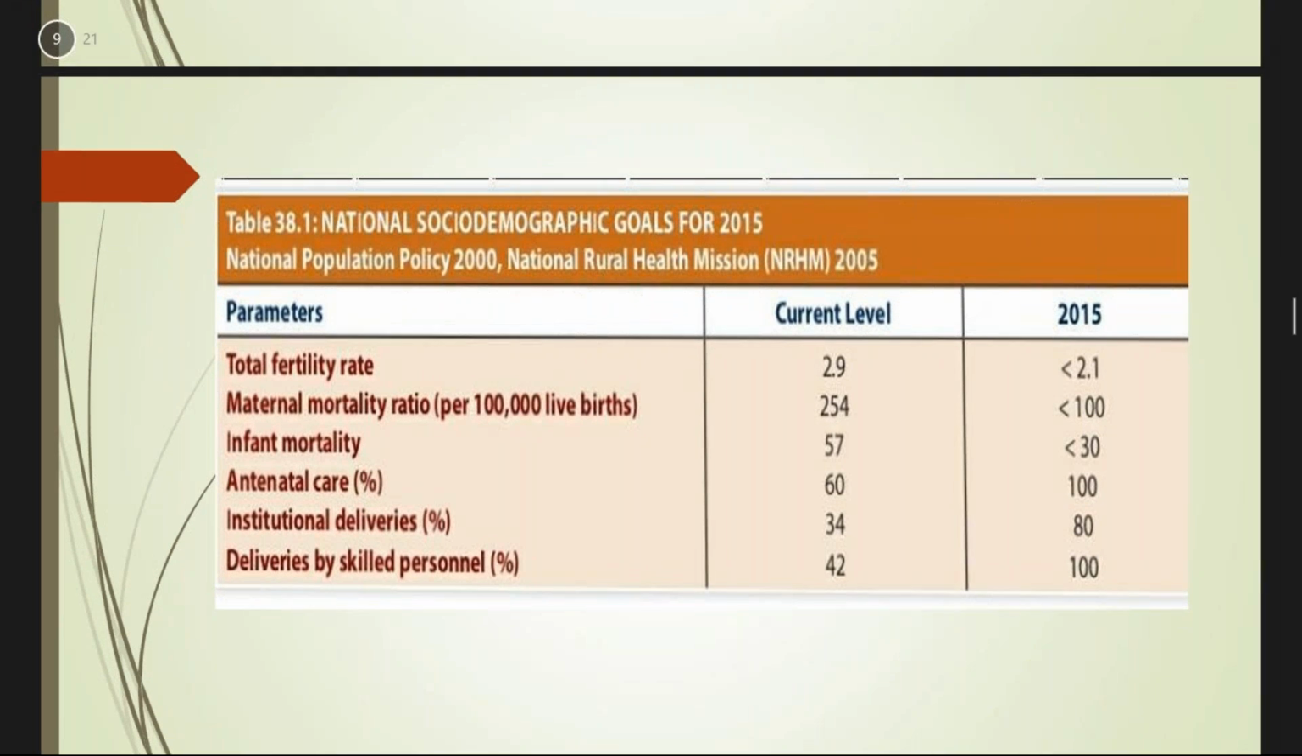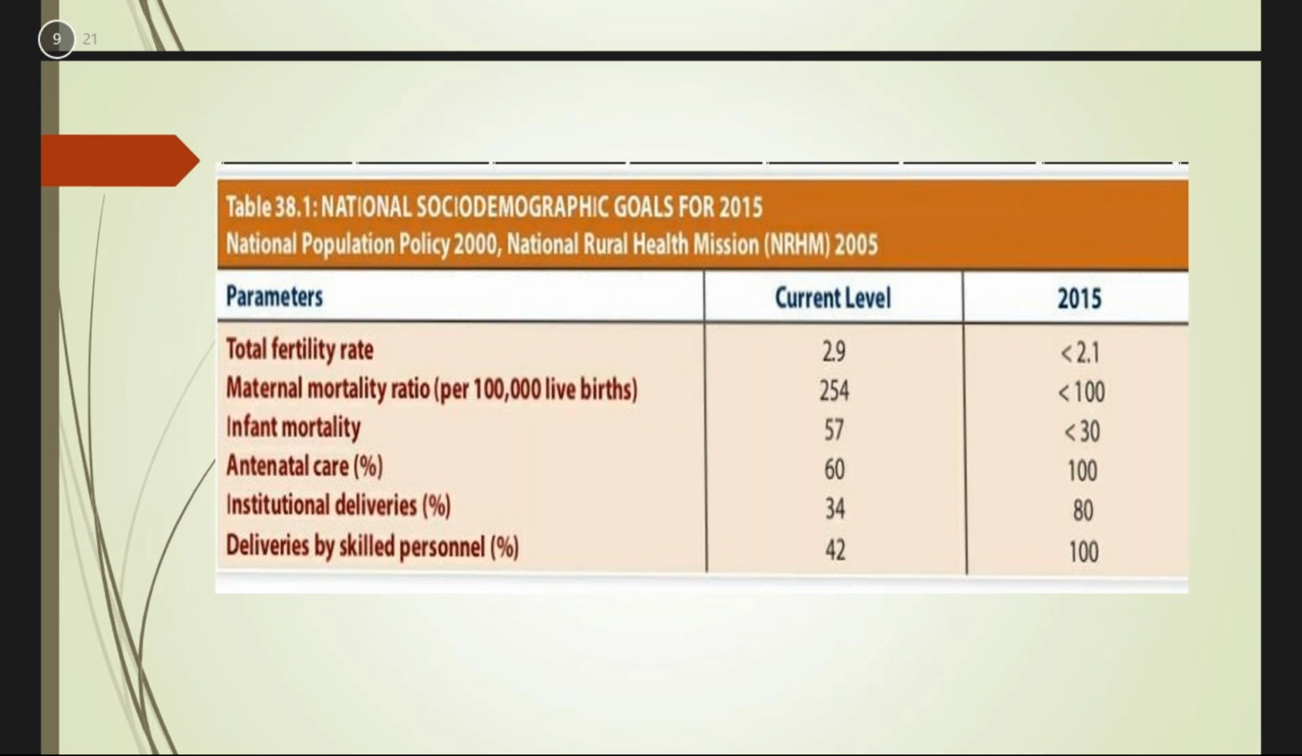So national socio-demographic goals for 2015 include these levels of total fertility rate. These are older figures. Actually, in 2015 the goal is less than 2.1, and the fertility rate is now 2.9. Maternal mortality ratio also was to be less than 100 in 2015, but it is 254 at the current level. Infant mortality is 57 now.